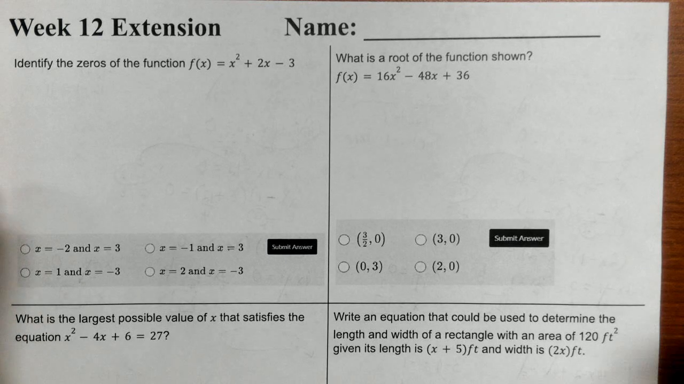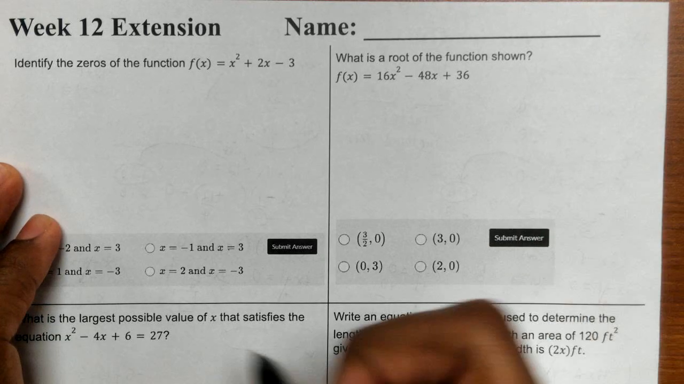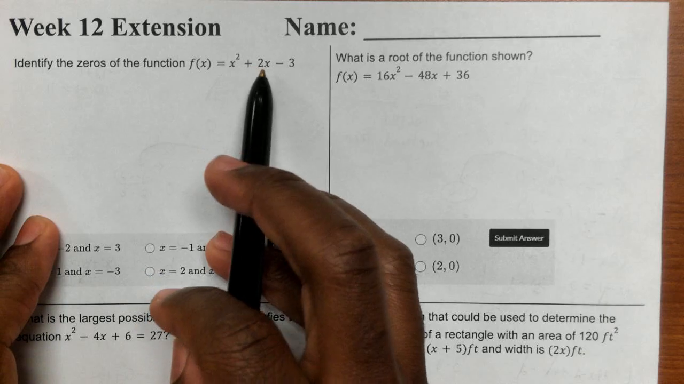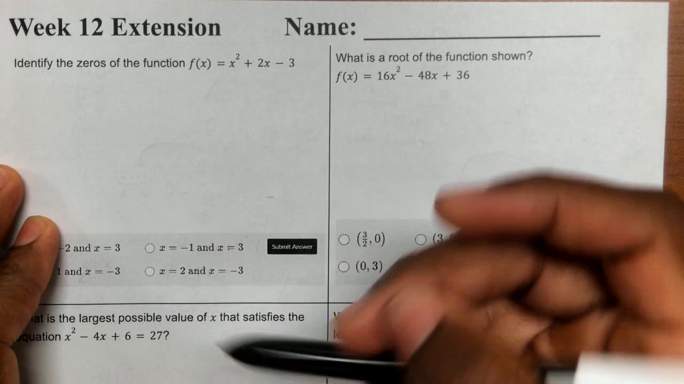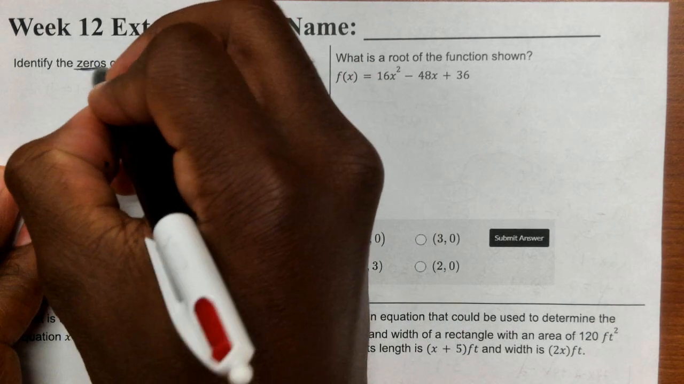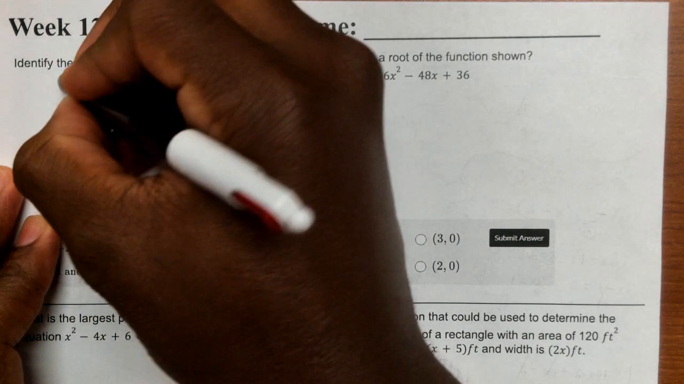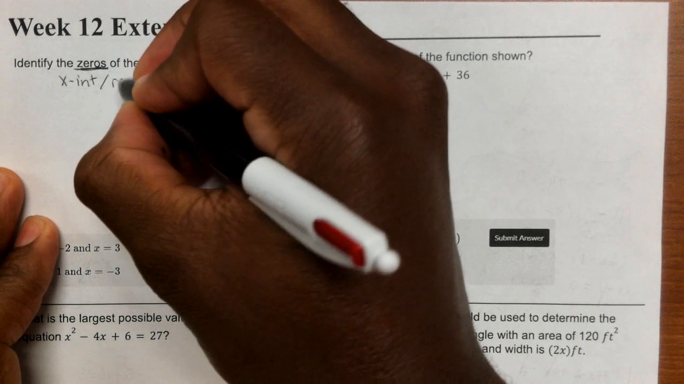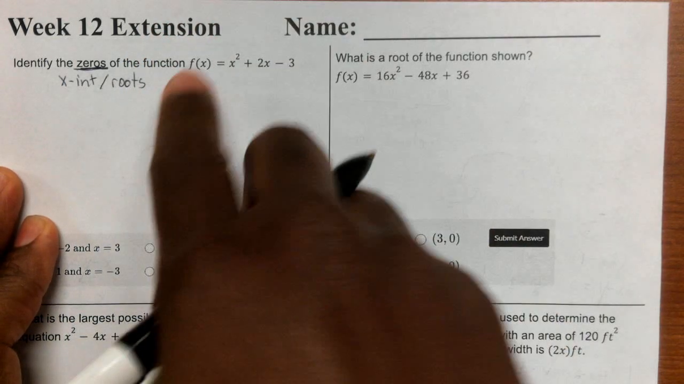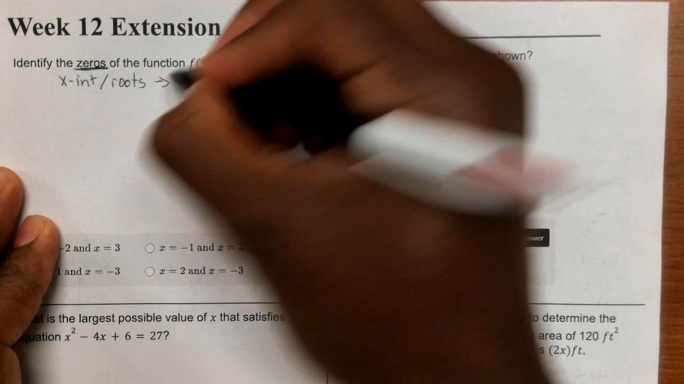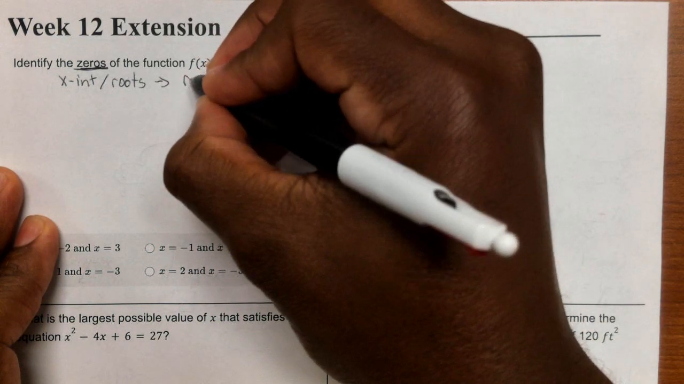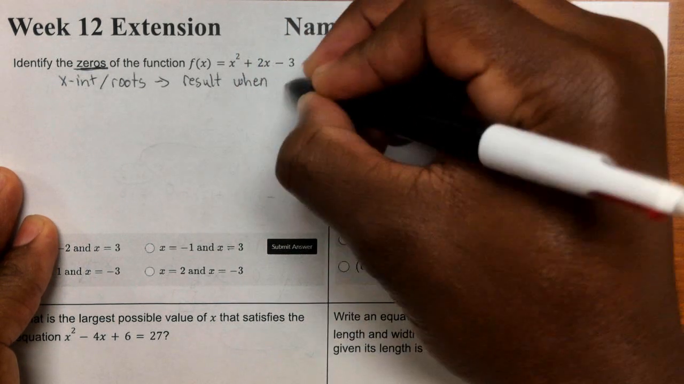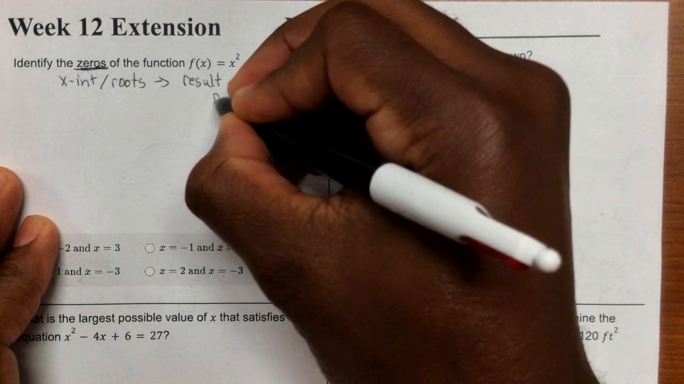Week 12 extensions. So the first question says, identify the zeros of the function f of x equal x squared plus 2x minus 3. Well, what you should know is that the word zeros is just another name for x-intercepts, which is just another name for roots. And roots are the results when you factor.